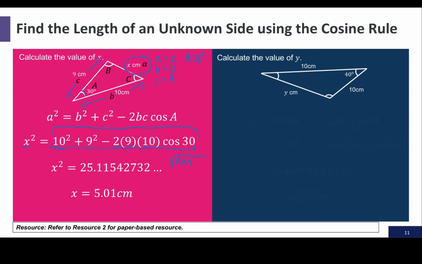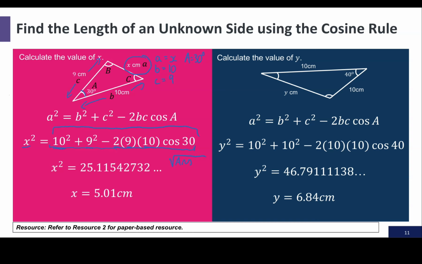Here is the solution. As we're calculating y, I'll let that be lowercase a, which means the 40-degree angle is capital A. B and C, it doesn't matter. I've got 2 sides again, and the angle between. So the answer is y would be 6.84 centimetres.